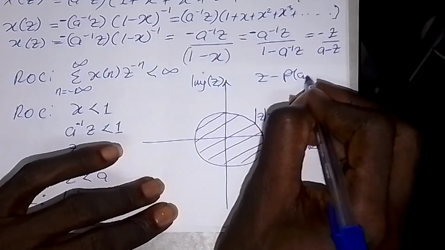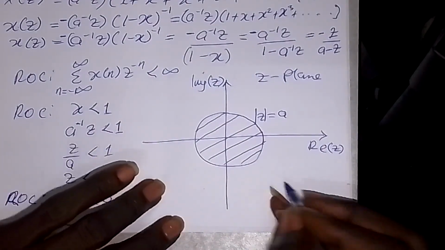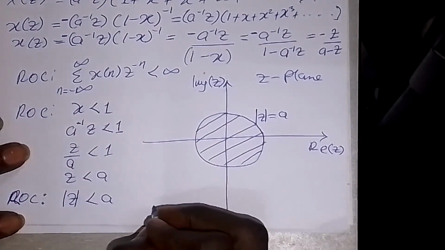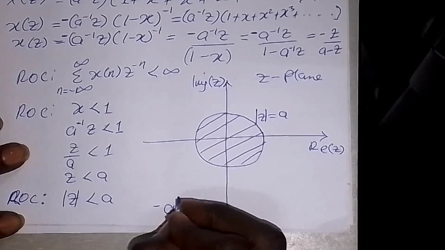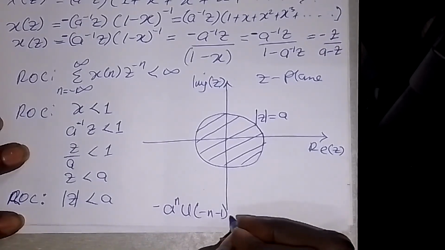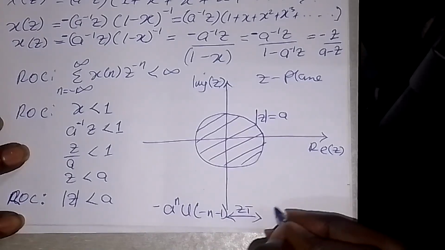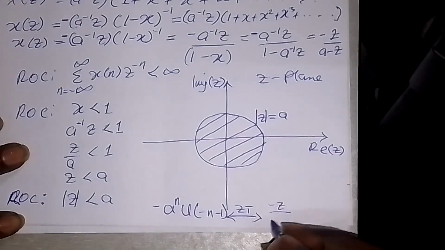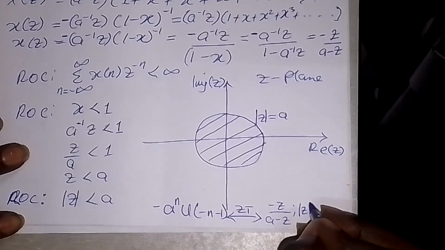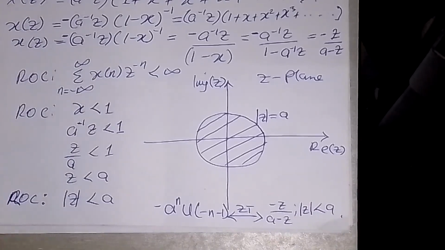So my final answer: if I have minus a exponent n into u of minus n minus 1, and it undergoes the z transform, then what I should have is minus z over a minus z, and the ROC is mod z less than a. So this is the end of this particular question. I'll see you in the next class. This has been Dr. Barnes. Thank you.